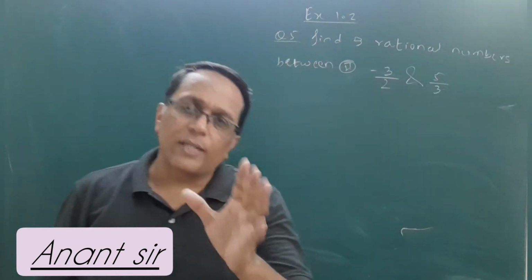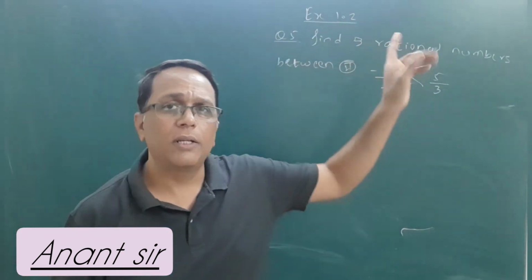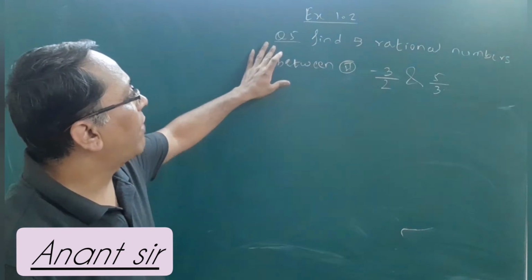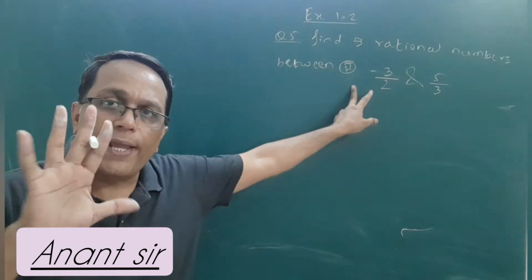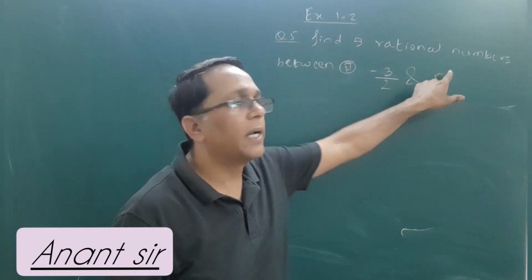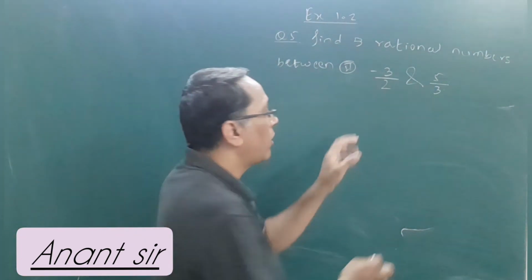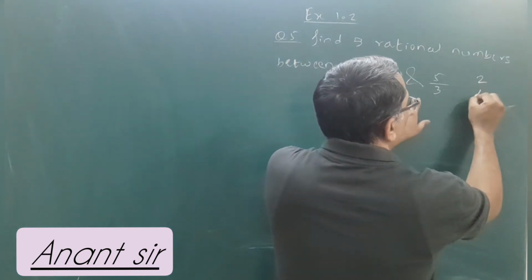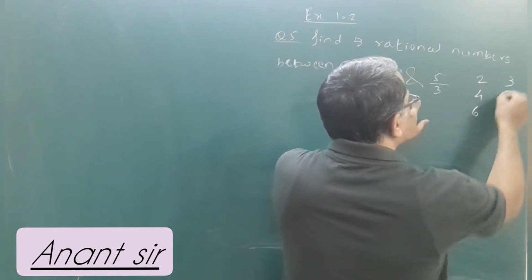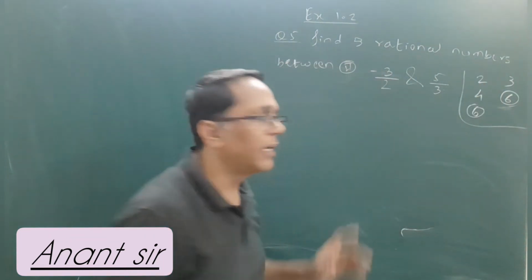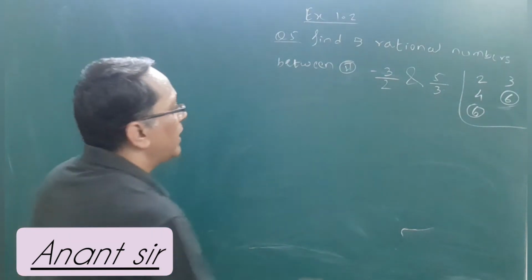So students, the next question is in the same question. Okay. Question number 5, second question. Again we have to find 5 rational numbers between minus 3 by 2 and 5 by 3. So first step is make the denominator same. Now what is the LCM of 2 and 3? Just write the table of both, and what is the first number common in the table of both? That is 6. So LCM is 6.